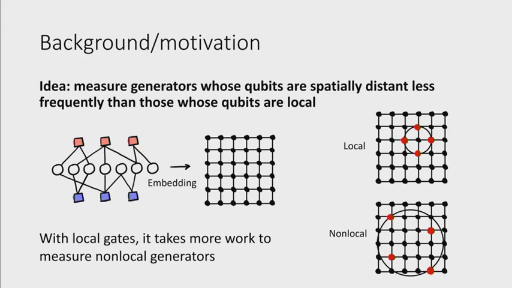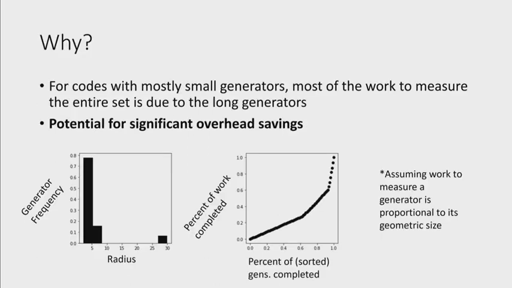And so it turns out, and the evidence seems to suggest, that if we do these non-local measurements all the time, the errors of performing these long-range gates add up quicker than we can correct them. So why would we do this partial syndrome? The reason is that if we have a code with mostly small generators, then most of the work to measure the entire set of generators is only due to the long generators. So we have potential for significant overhead savings in this regard.